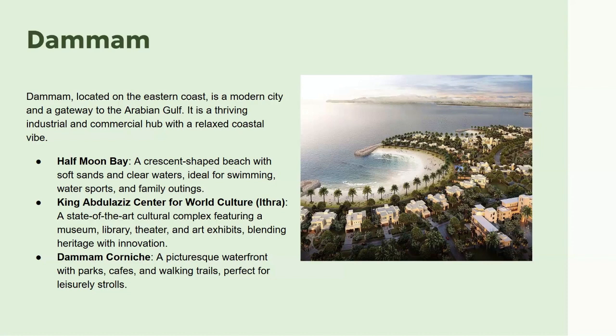Next up is the King Abdulaziz Center for World Culture, also known as Ithra, which is a state-of-the-art cultural complex featuring a museum, a library, a theater, and art exhibits blending heritage with innovation. And thirdly, Dammam Corniche, which is a picturesque waterfront with parks, cafes, and walking trails, perfect for leisurely strolls.